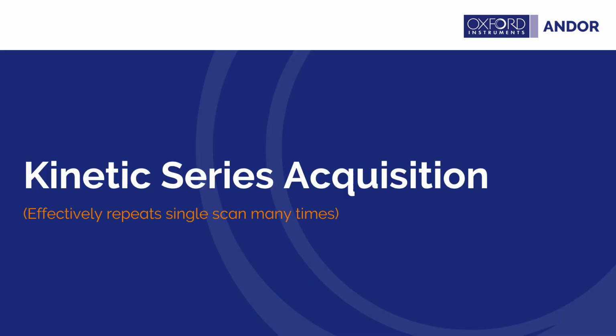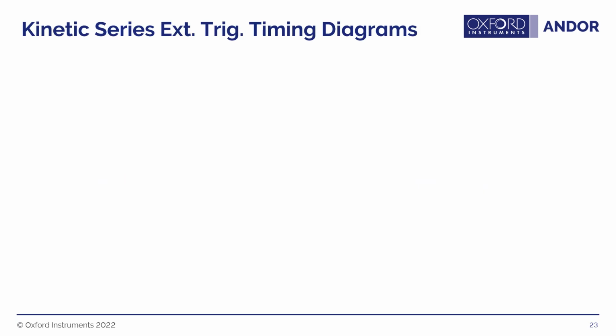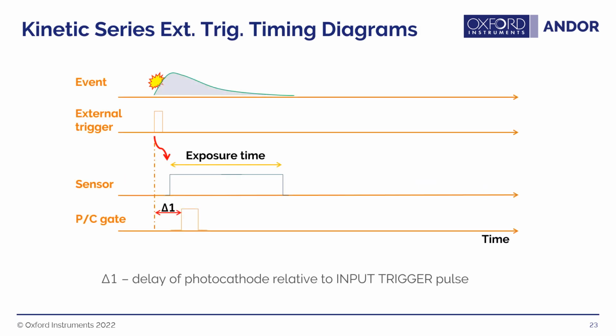The next mode of operation is called kinetic series acquisition. This mode effectively repeats the single scan many times, but leaves you with an image for each one of those, as opposed to the previous accumulate mode, which averages them together. So here's a timing diagram of the kinetic series mode. Everything right here was shown a few slides ago for the single scan mode. And so the only thing different is that this is repeated as many times as you tell the Solis program to repeat this kinetic series mode acquisition.